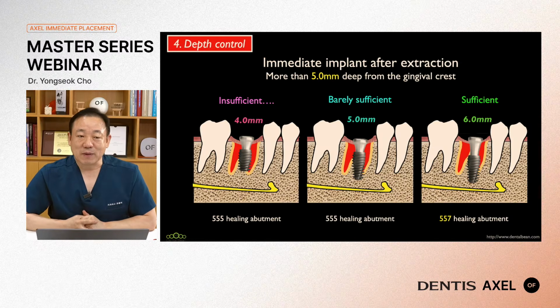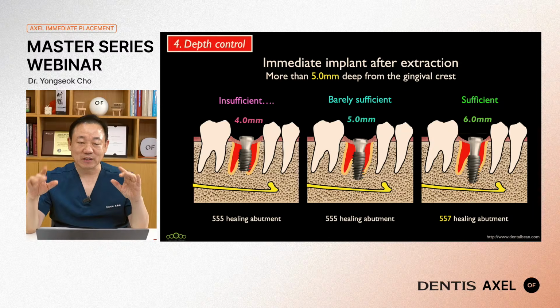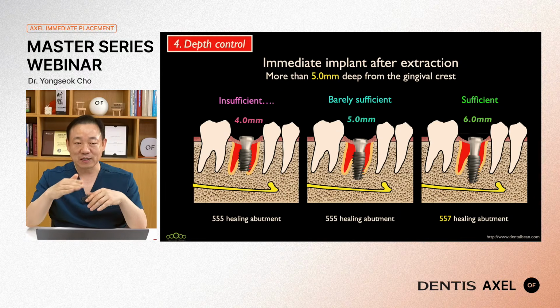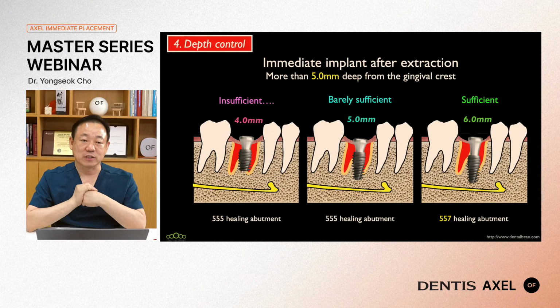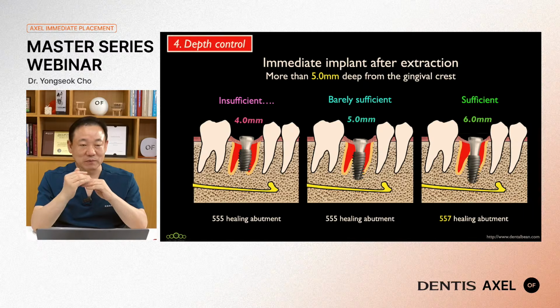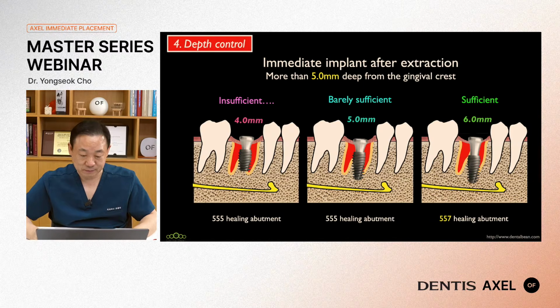When we place the implant, the gingival height at the proximal side is much higher than the buccal side. Watch the buccal facial gingival margin. When the buccal gingival margin is 5 millimeter, the proximal will be about 7 millimeter. Anyway, watching the buccal, try to place the implant about 5 millimeter minimum from the buccal gingival margin.